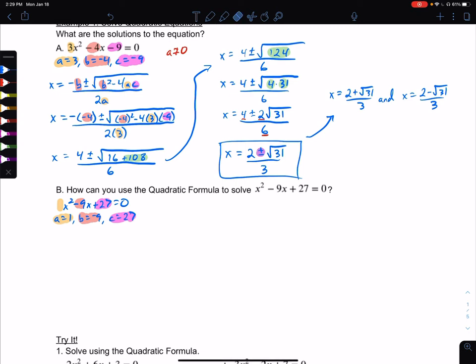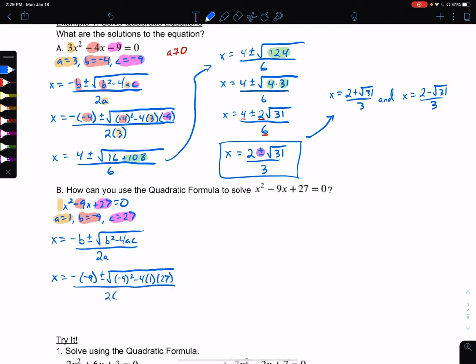So writing out our quadratic formula, x is equal to negative b plus or minus the square root of b squared minus 4ac over 2a. Once again, when you're substituting, make sure that you are putting these numbers in parentheses. It's going to help avoid a lot of mistakes down the line. So we have negative 9 squared minus 4 times 1 times 27. And all of that would be over 2 times 1.